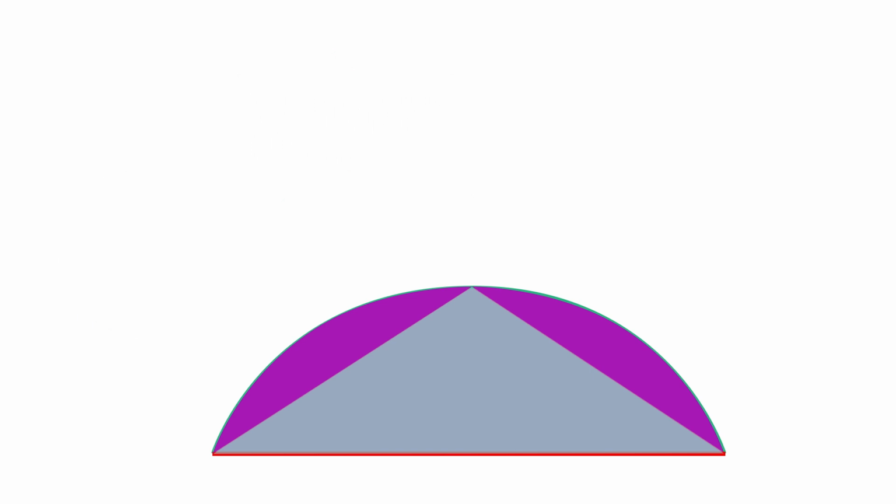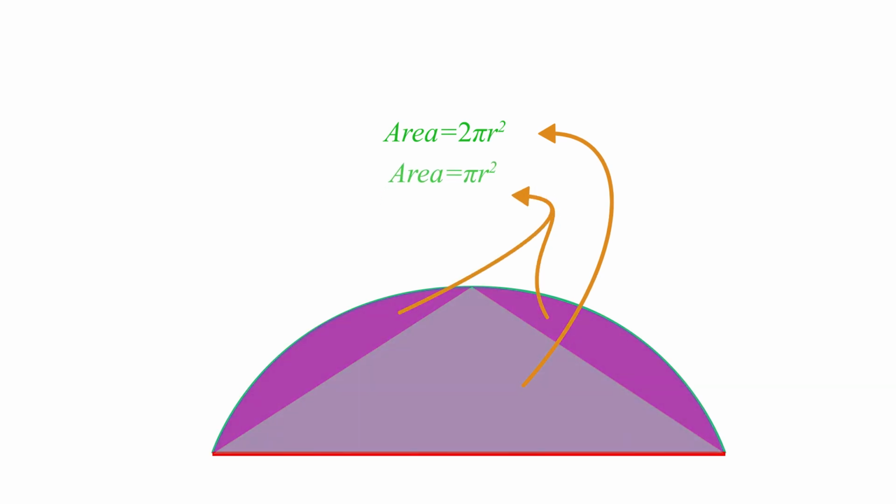Now we combine all the pieces. The triangle's area is 2 times pi times the radius squared. The lobes' area is pi times the radius squared. The total area under the cycloid is 3 times pi times the radius squared.